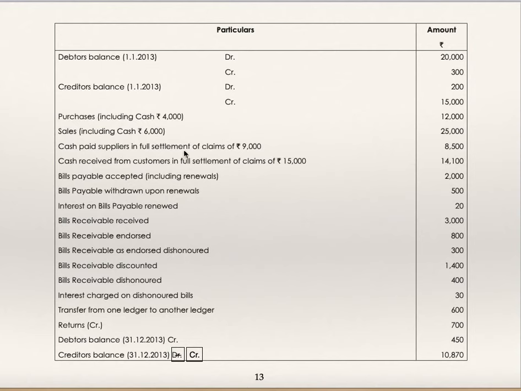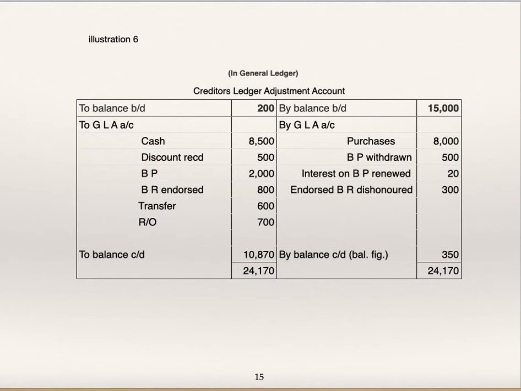Cash paid to suppliers in full settlement of claim of 9,000, 8,500. So this payment is to suppliers, to creditors. 8,500 is paid in full settlement of 9,000. So 500 is discount. Cash 8,500, discount 500.